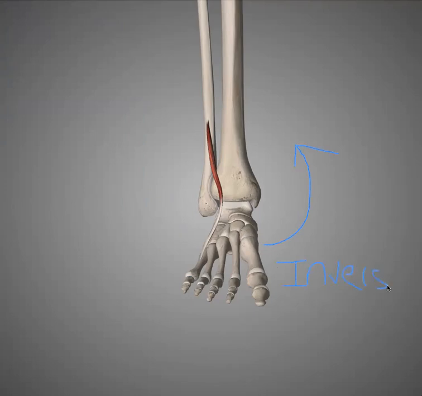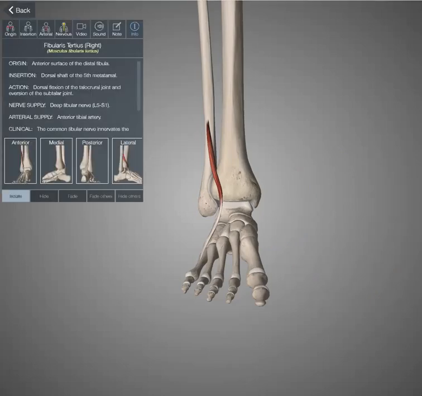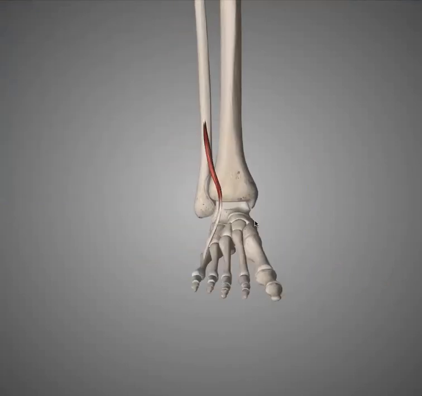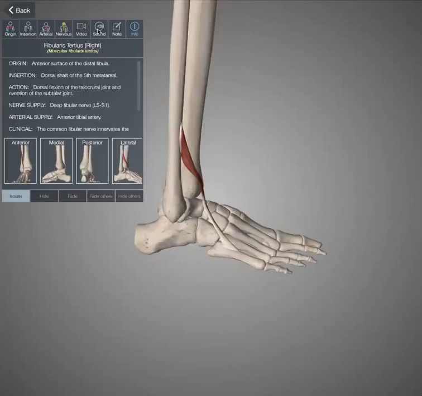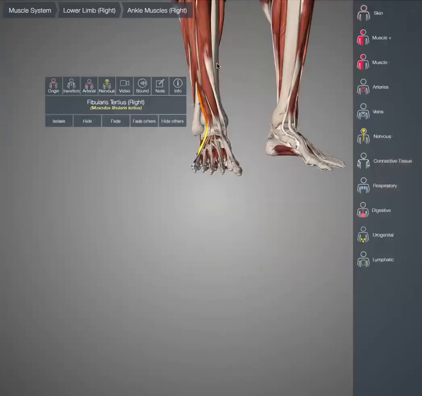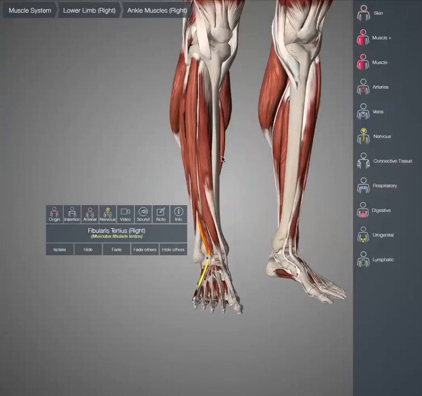Okay, inversion. And these are the four muscles found in the anterior compartment of the leg. Mainly, if they're attached on this side, it causes inversion, on this side it causes eversion, and mainly dorsiflexion. Okay. Next, we are done with the anterior compartment of the leg.